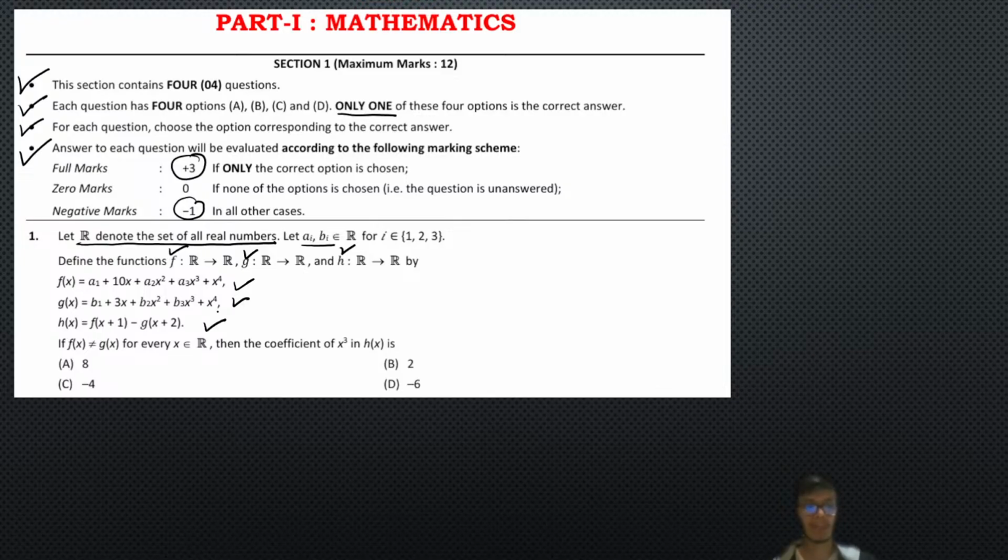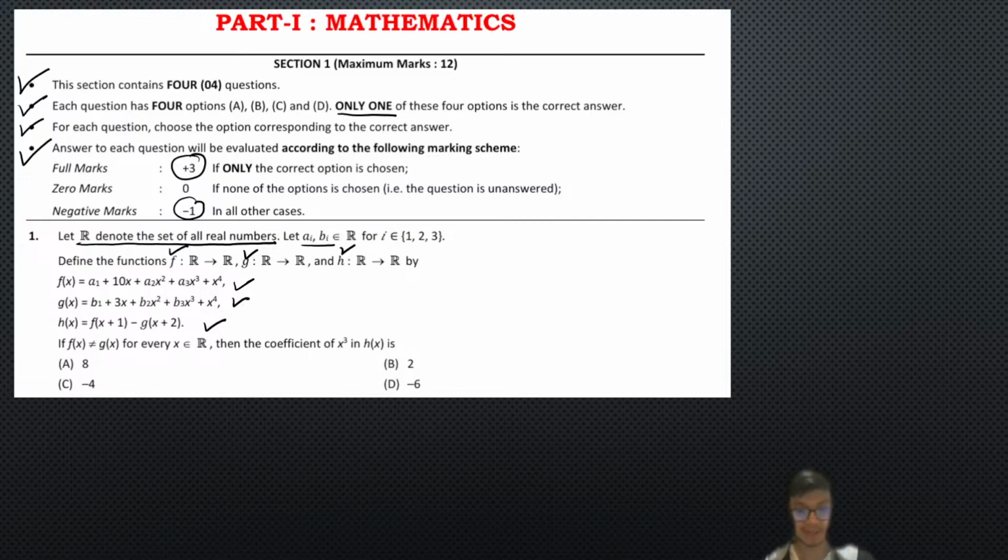The three functions are defined as follows. What you can observe is that h of x is defined in terms of the functional equation f of x plus 1 minus g of x plus 2, and it is also said that g of x is not equal to f of x. Right, so this was an interesting problem. Let's see how we should go about solving it.